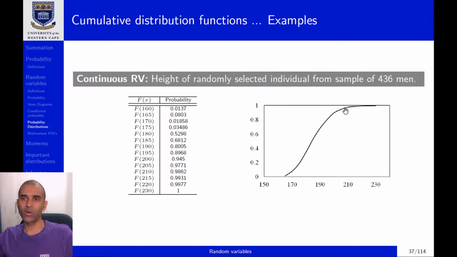So again, probabilities move up by much smaller increments as we move to the extremes of the height distribution.